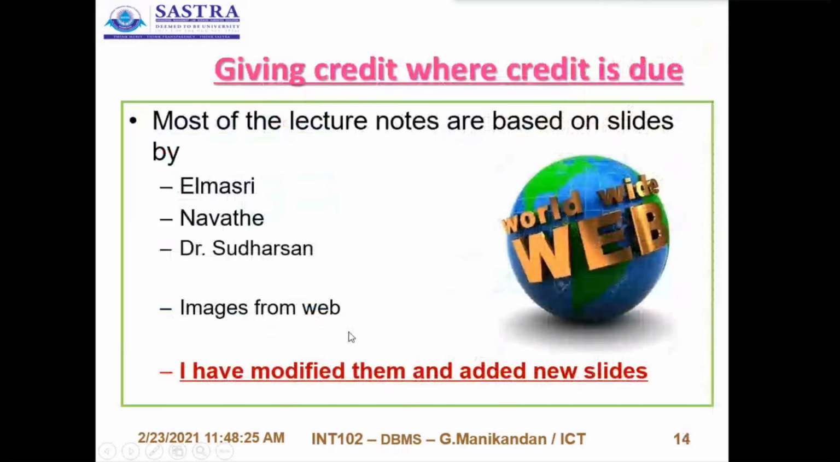As usual, I have adapted most of the presentation from the authors Elmasri, Navathe and Sudarshan. The 7th edition is based on Elmasri and Navathe. In the previous 4th and 5th editions, there was another author called Sudarshan. Most of the images I have taken from the web. I have adapted the basic slides, and wherever possible I have incorporated some additional content from other sources.